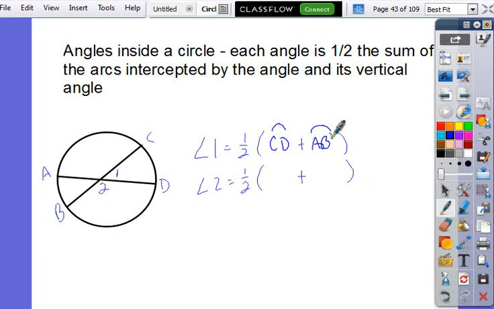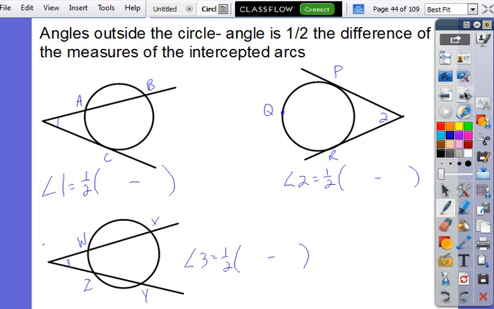Angle 2 would be half of which two then? Let's do this: which one does angle 2 make? BD. That's the one I'm going to start with. And then the vertical one would be AC.